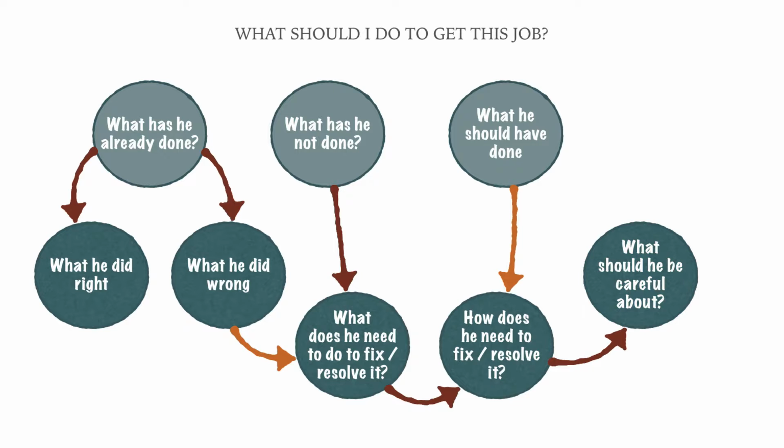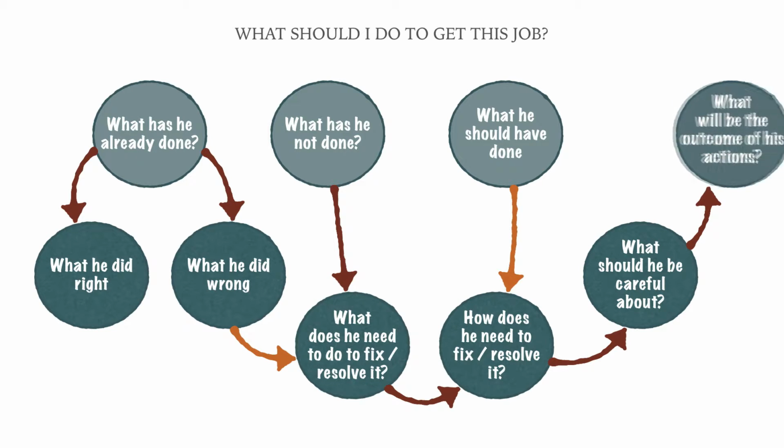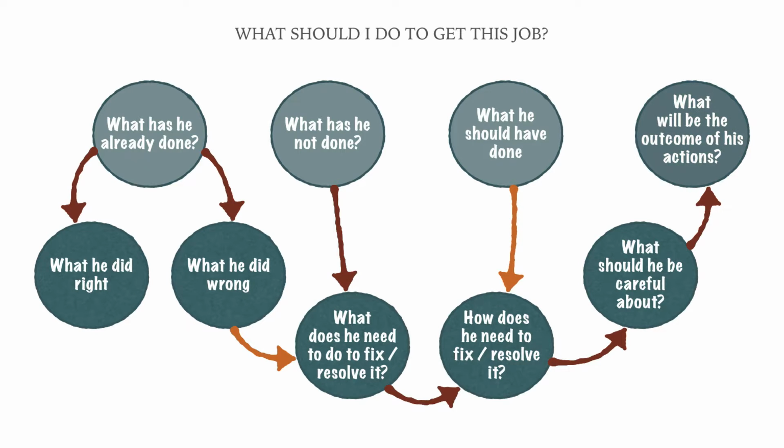What should he be careful about while he's going and doing all these things that he needs to fix and resolve? Is there something that he needs to be careful about? And then, of course, the $1,000,000 question: what will be the outcome? Because at the end of this whole thing, he wants to know, well, is it going to work? So, what will be the outcome of his actions?